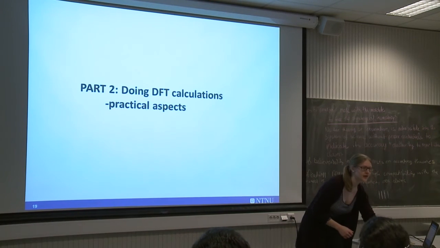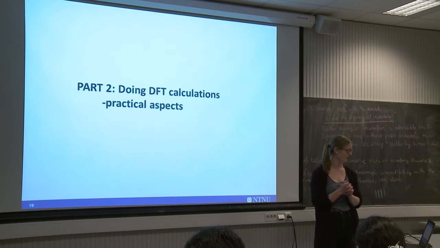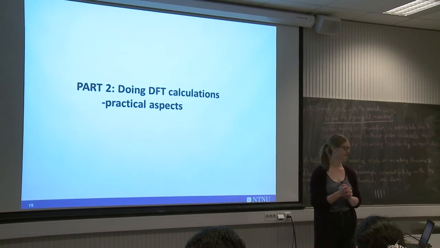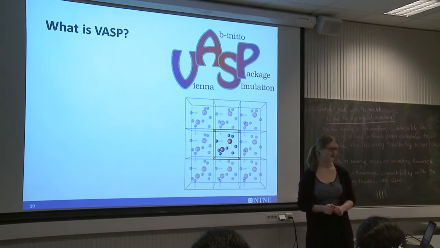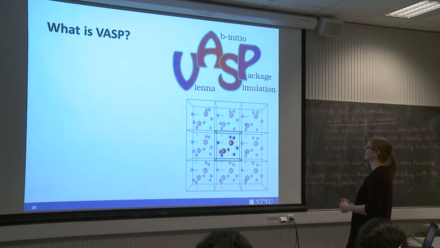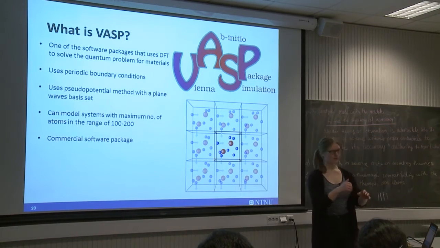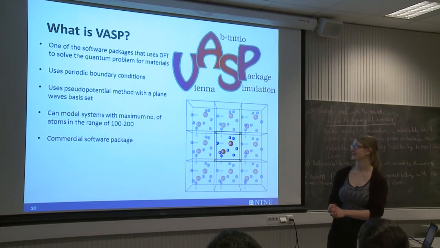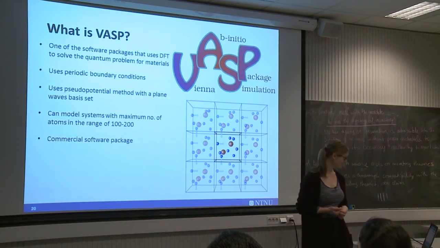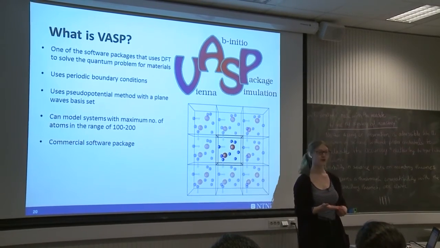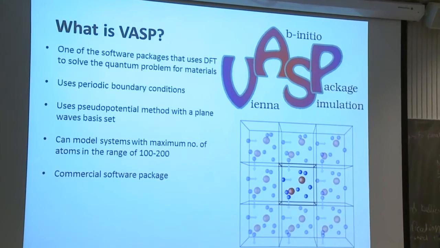Right, so that was a lot of concepts. Now we're actually going to talk a bit about how we do DFT calculations on our computer, some practical aspects. So the software we use is called VASP, or Vienna Ab Initio Simulation Package. So what is it? Well, it's one of the software packages that uses DFT. It uses periodic boundary conditions. It uses the pseudopotential method with a plane wave basis set. And yeah, it can model systems.